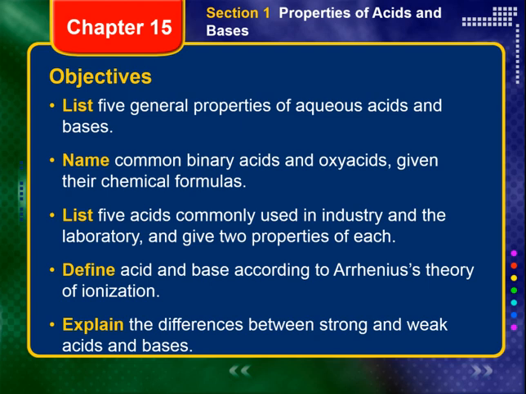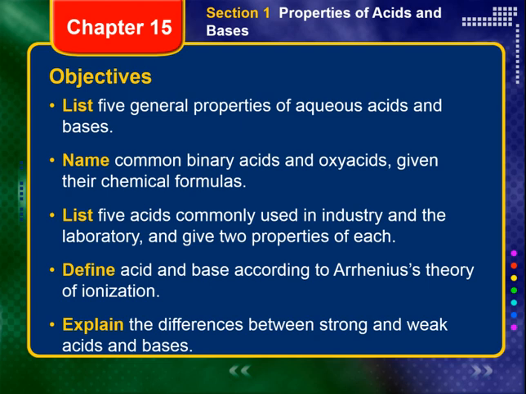And then these next 2 bullets are actually more review from the nomenclature portion of the course in chapter 7. Name common binary acids and oxyacids given their formulas, then list 5 acids commonly used in industry and laboratory, and give 2 properties of each. Then some new stuff: define acid and base according to the Arrhenius theory of ionization.